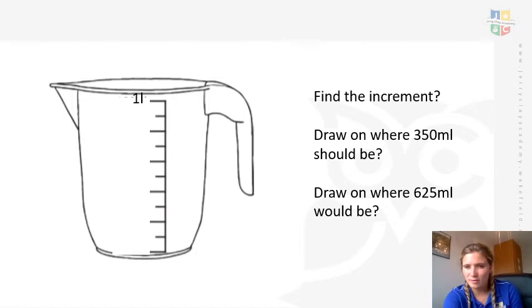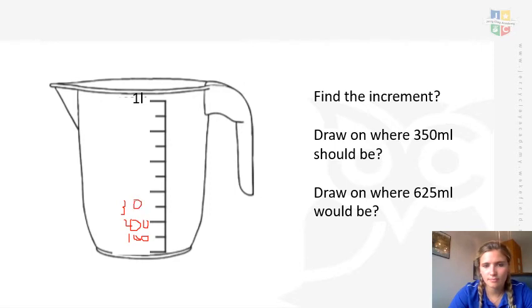Because I'm going up to 1,000, I'm going to try counting up in 100s to see if that will work first. 0, 100, 200, 300, 400, 500, 600, 700, 800, 900, 1,000. So that works. So I know the increment is going to be 100. So the little lines will be 100, 200, 300, 400.